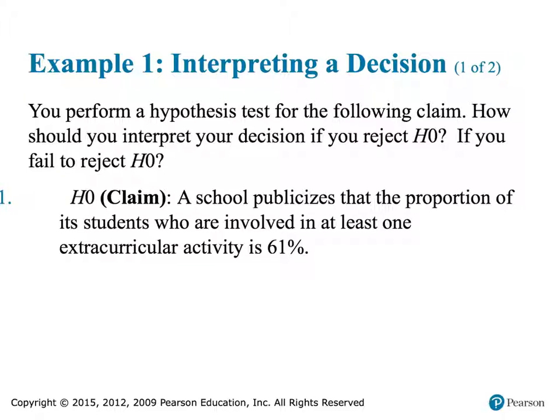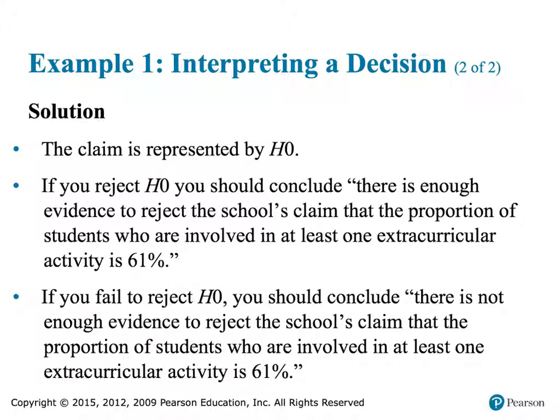So let's say that the Ho says that a school publicizes that the proportion of its students who are involved in at least one extracurricular activity is 0.61. And we conduct a hypothesis test. How should we interpret our decision if we reject the Ho? Well, if we reject the Ho, then we have evidence in favor or in support of the Ha, okay? So if we reject the Ho, then that means we believe we have evidence to support the Ha.